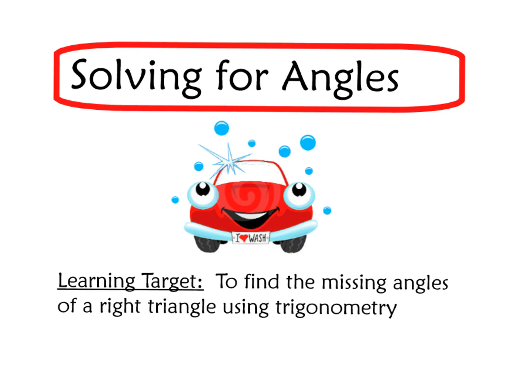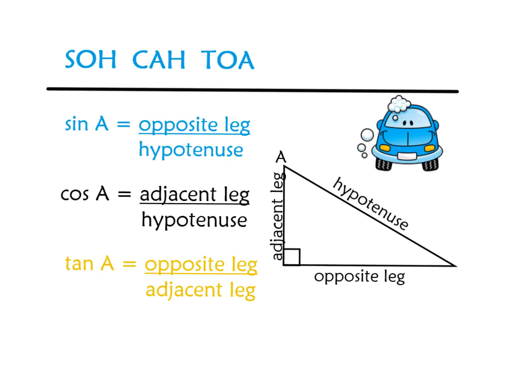In this lesson, we're going to be solving for angles in right triangles. So we know we have a right angle, and we're typically going to have two sides, and we're going to have to solve for a missing angle. So I just listed again the ratios, sine, cosine, and tangent. None of that's going to be different.